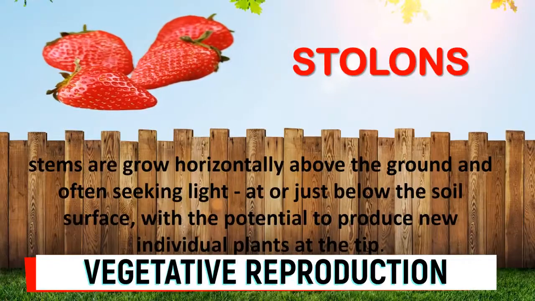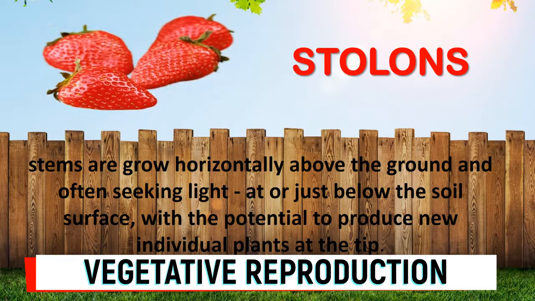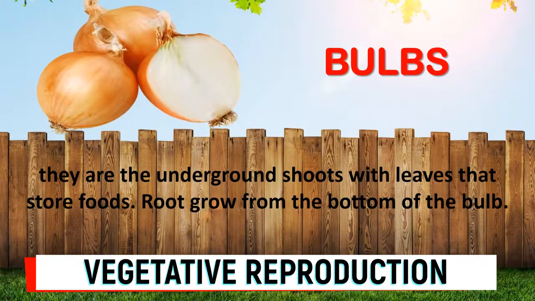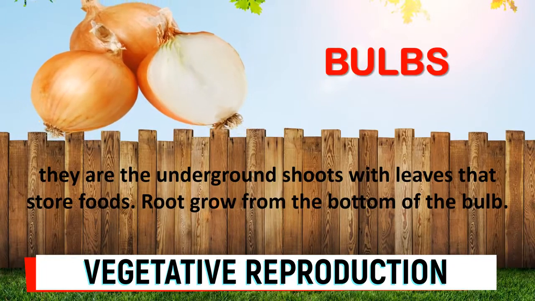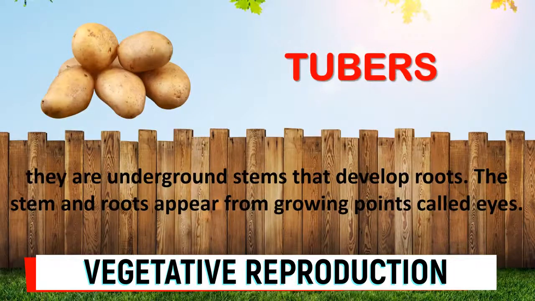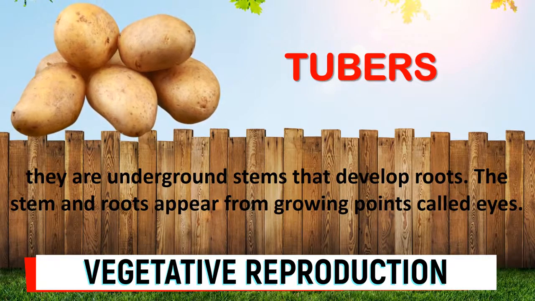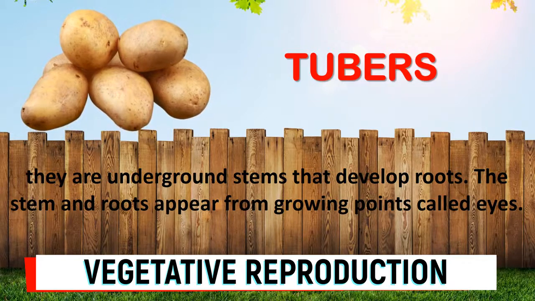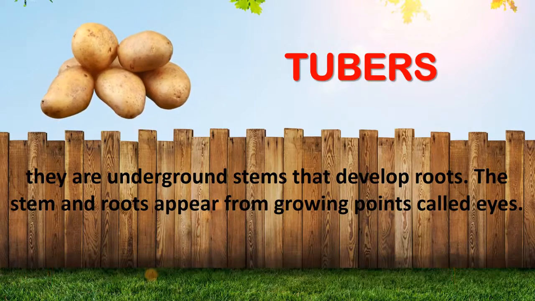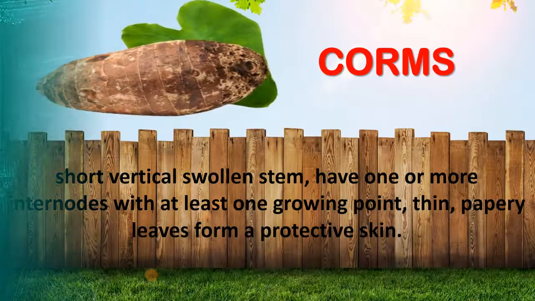Stolons. Stems that grow horizontally above the ground and often seeking light or below the soil surface. Bulbs. They are the underground shoots with leaves that store foods. Root grows from the bottom of the bulb. Tubers. They are the underground stems that develop roots. The stems and roots appeared like growing points called eyes. Corms. Short, vertical, swollen stem have one or more internodes.